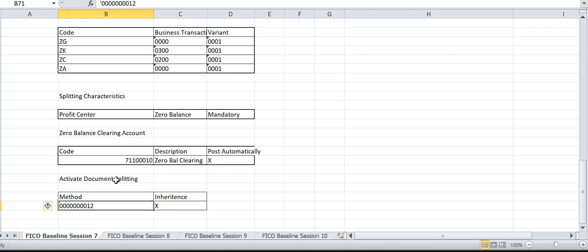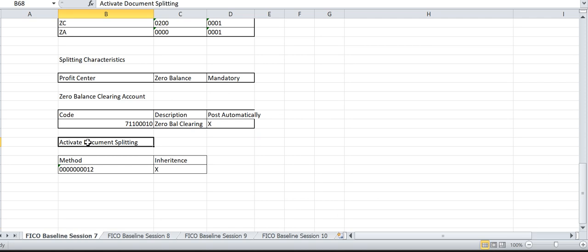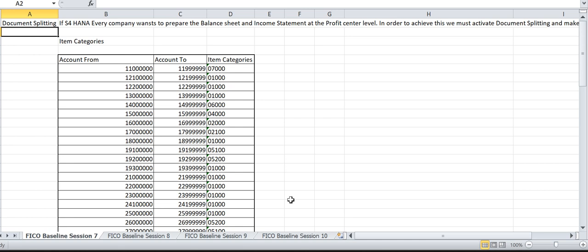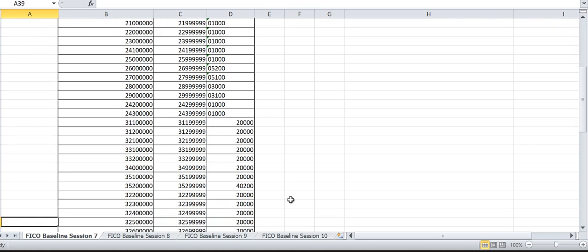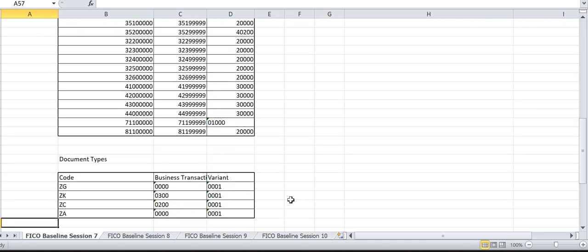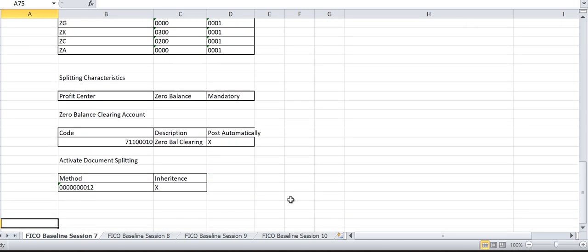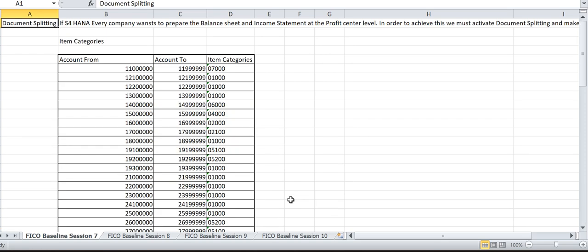The last step is that we have to activate document splitting for our company code. The method that we will be using is all 0s 12, and we will mark the inheritance. With this we have completed the document splitting configuration and session 7 together. There is a lot more to cover in the SAP FICO module, which we will cover in the sessions to come. With this I am stopping today's session, and we will connect again tomorrow.